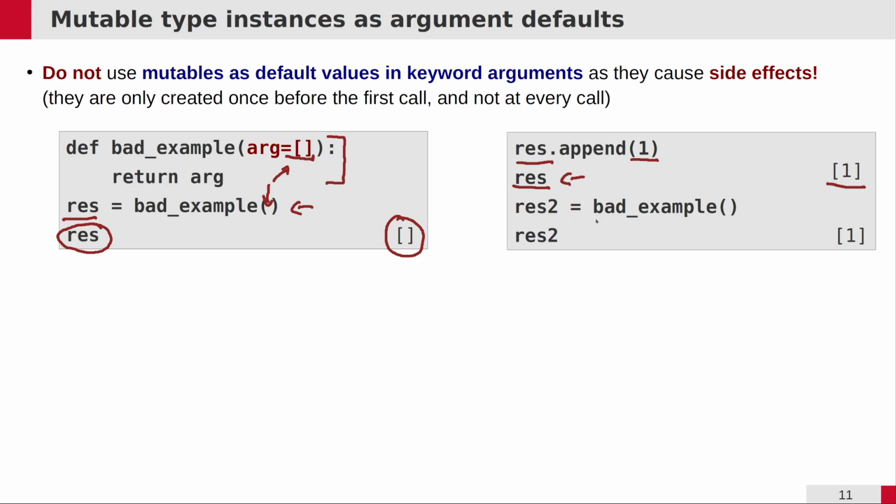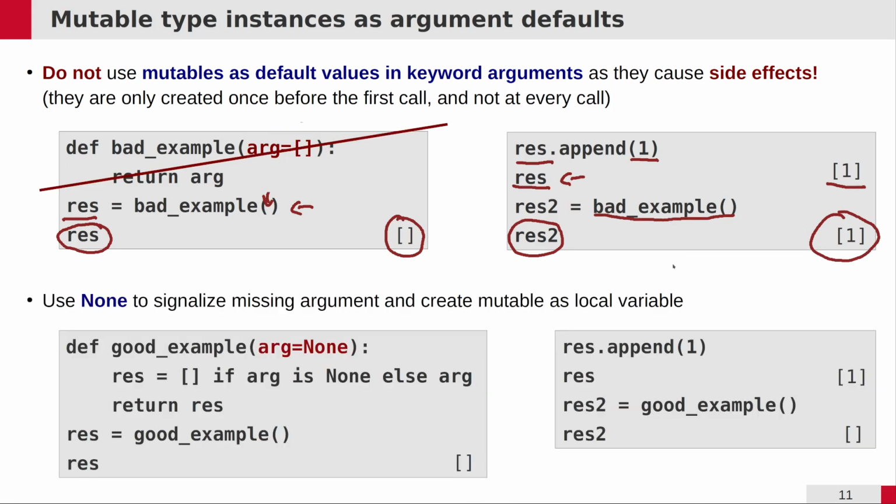Now let's call the function again without any arguments. If the function is called without any arguments, we would expect that the default argument is set to the empty list. So even res2 should contain the empty list, but it does not. As you see, res2 contains the list which contains a number 1. So basically the function doesn't work as expected. So therefore you should never do that.